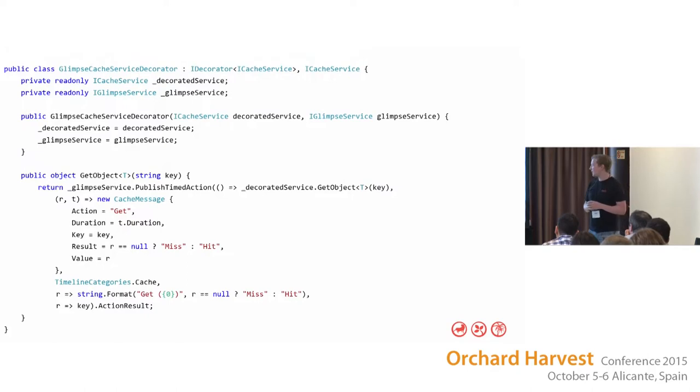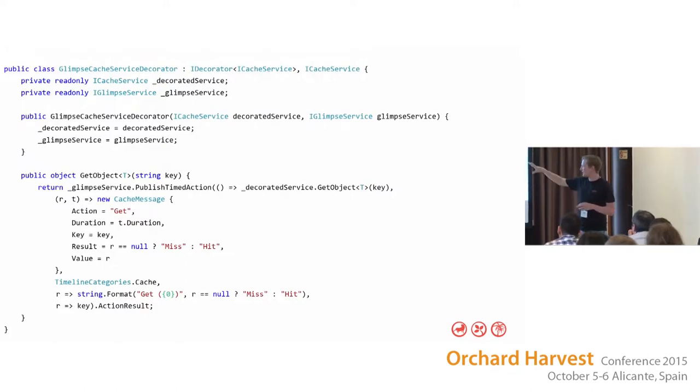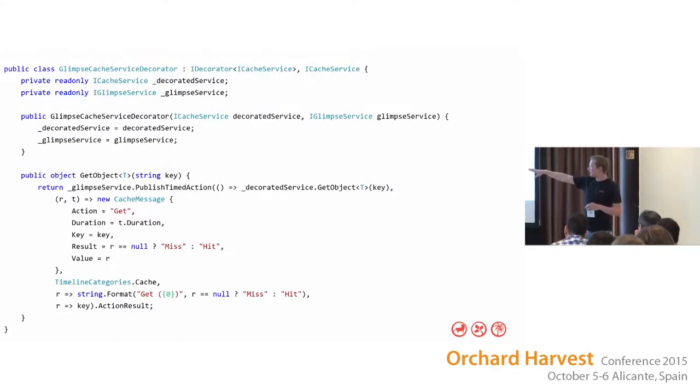And we can see we're setting the properties there. So the action is a get. The duration is t.duration. I'll come back to that in a second. We're also setting the key, whether or not it was a hit or miss, and the value, which is r.